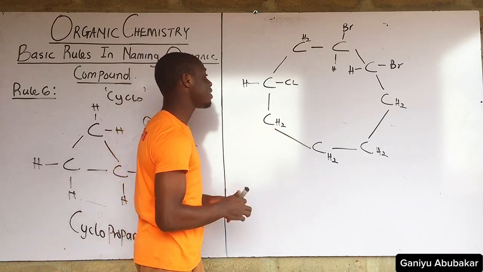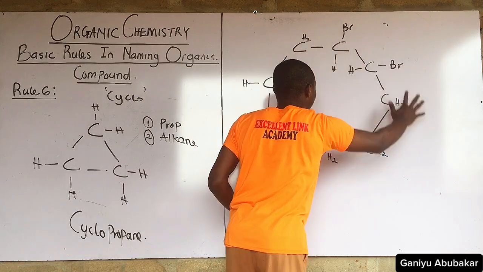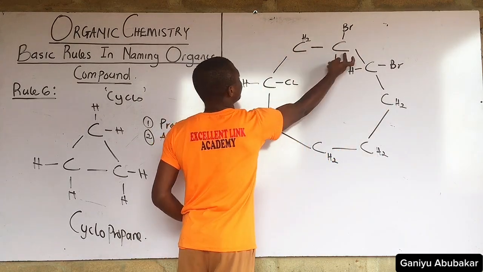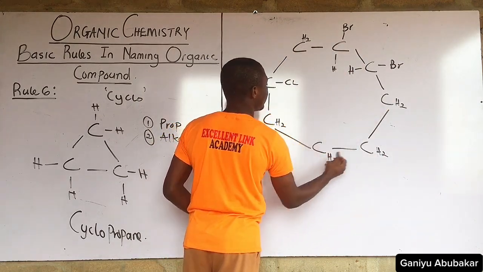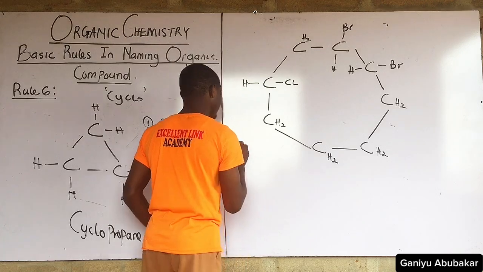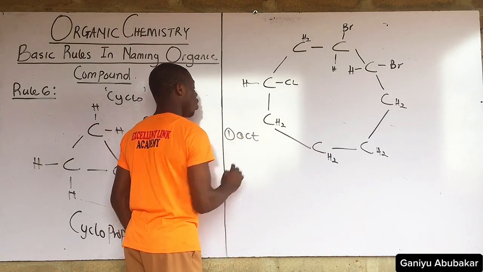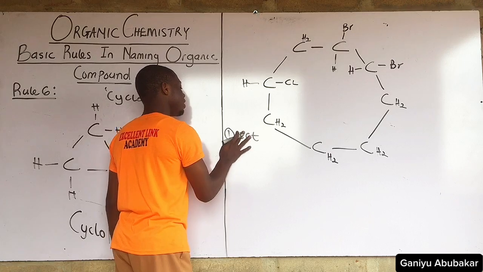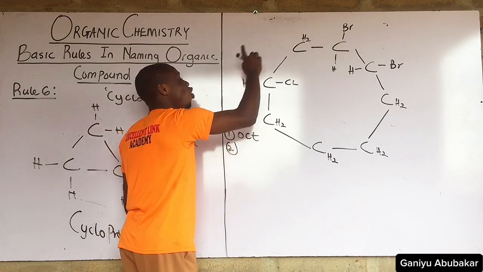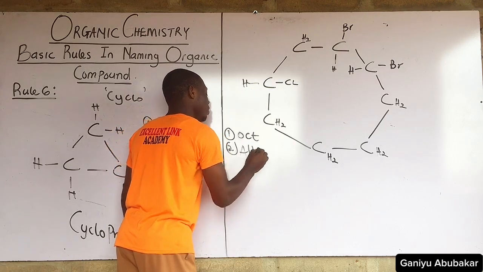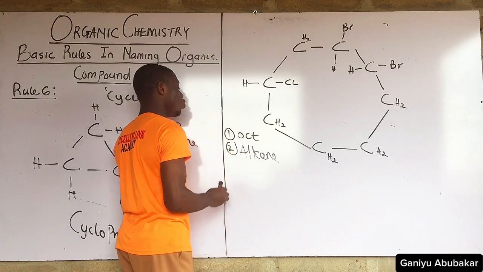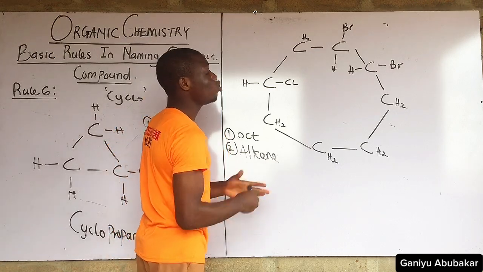Cyclo. But before that, how many carbons do I have here? This is 1, 2, 3, 4, 5, 6, 7, 8. I have 8. 8 is called oct. Rule 2 says functional group. They are all alkane. Alkane. Rule 3 says do your numbering.